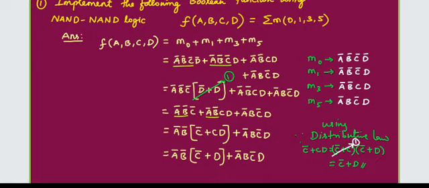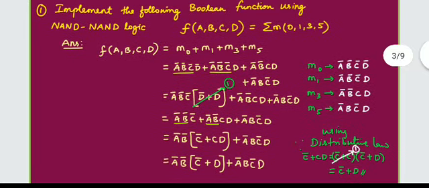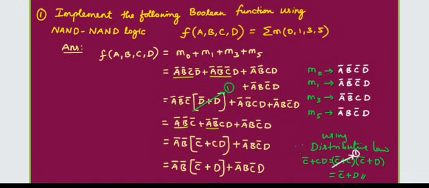So before going to write the expression, we have to know the min term values. So what is the min term value of m0? A bar, B bar, C bar, D bar. Remember, four variables are given here. m0 means generally we know 0, 0, 0, 0. And 0 means primed in min terms, we know. That's why m0 is A bar, B bar, C bar, D bar.